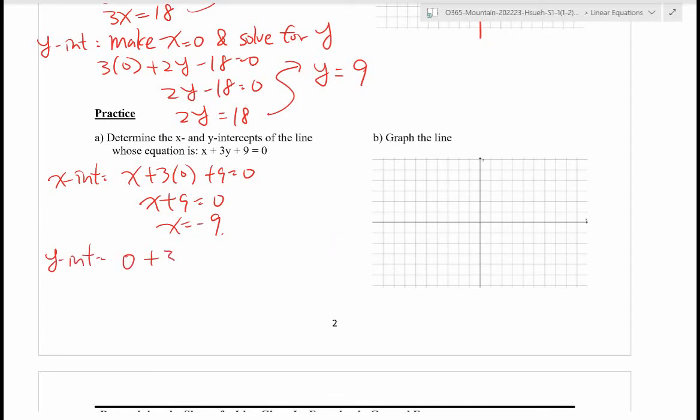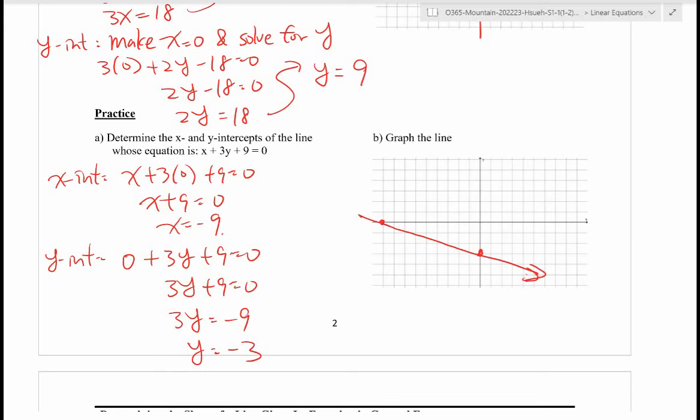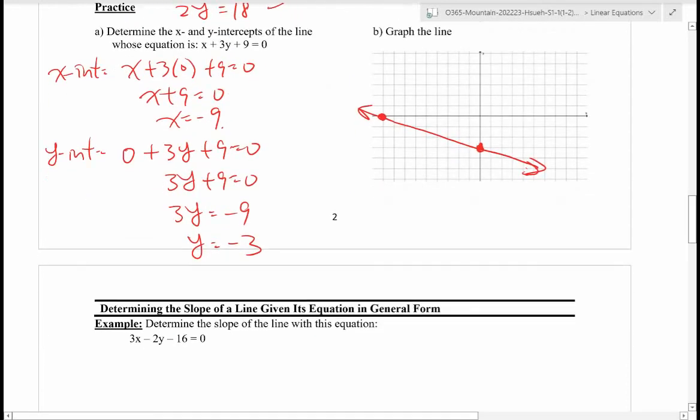So 0 plus 3 times 3y plus 9 equal to 0. So that's 3y plus 9 equal to 0. Moving 9 to the right, you get negative 9 here. Divide both sides by 3. y equals negative 3. So my y-intercept is right here, and my x-intercept is negative 9. 1, 2, 3, 4, 5, 6, 7, 8, 9. There are your 2 points, and that is all you need to make a line. Preferably you use a ruler to join the points to make it a straight line. So that's how you graph in general form. That's not too bad.